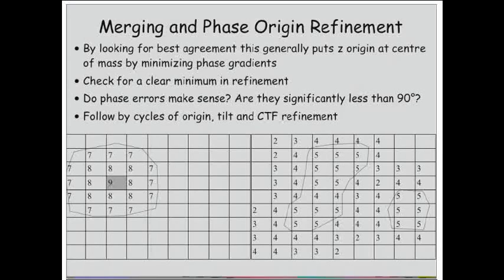But often with tilted data, you may have very, very weak, poorly measured phases, particularly perpendicular to the tilt axis. And so you can end up with rather ambiguous phase origins. So for example, here, we've got one where it is really not clear.